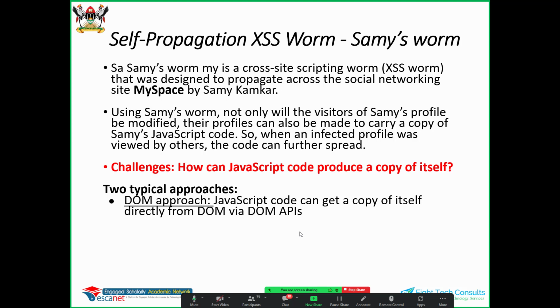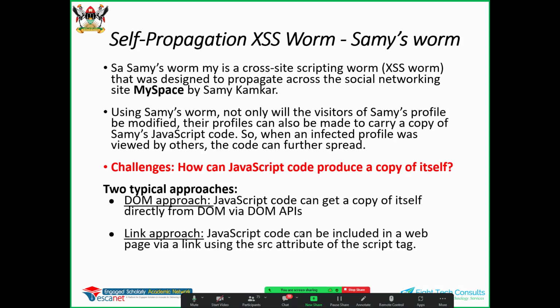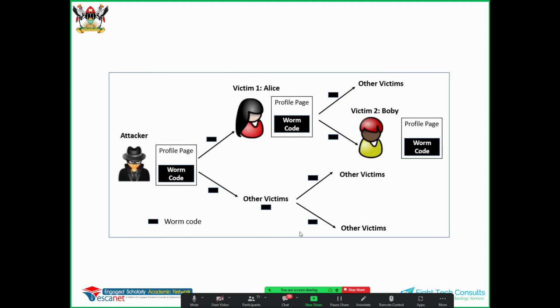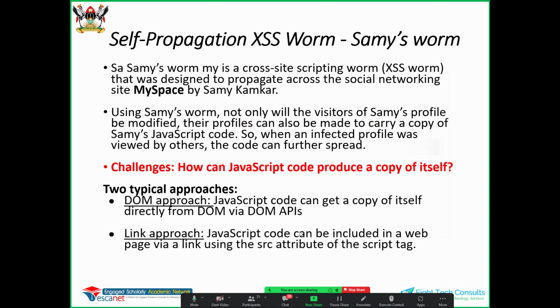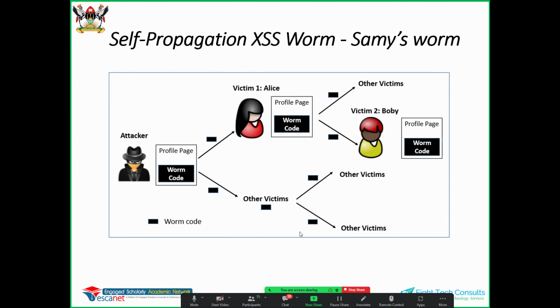Okay, JavaScript can get a copy of itself directly in the DOM via the DOM APIs. Another way is through the link approach, the one that we demonstrated. JavaScript can be included into a web page via a link using the SRC attribute on the script. Someone can even put an SRC attribute in the script of your link. So when you load that link, it comes with another external link that will load another person's JavaScript in your project. So it can really be that dangerous.